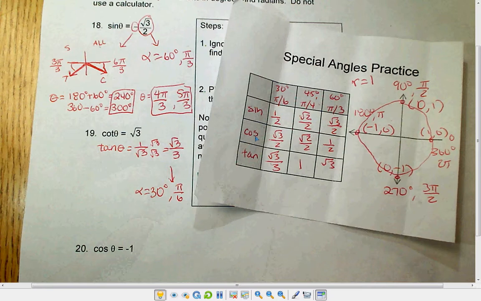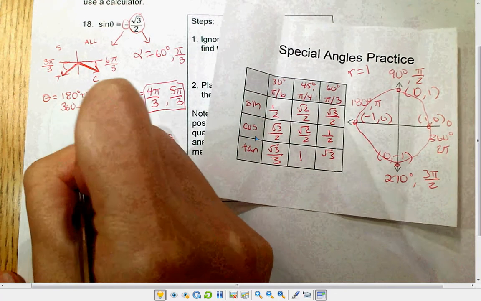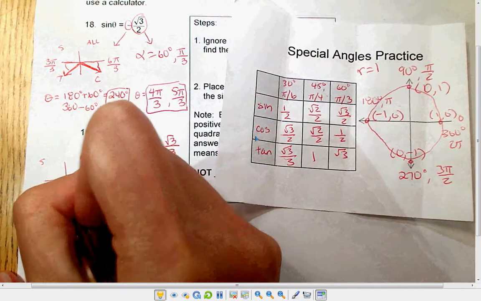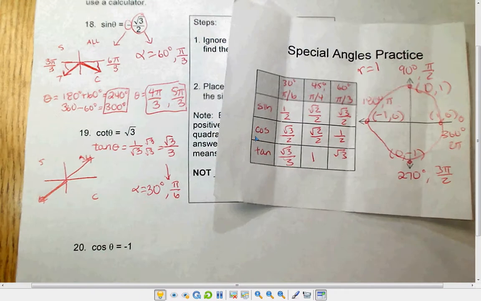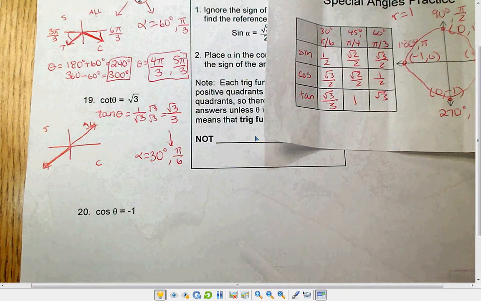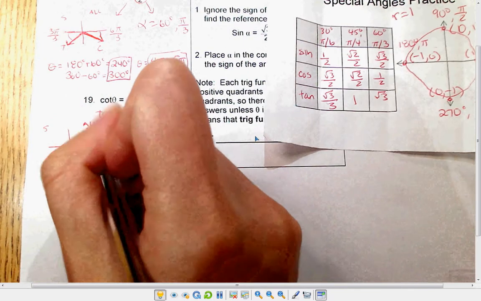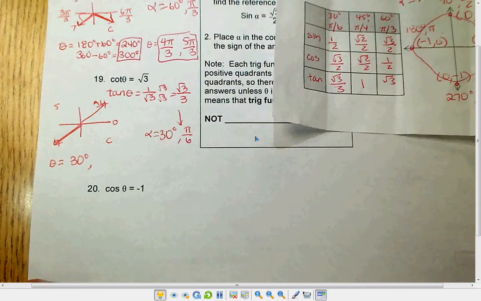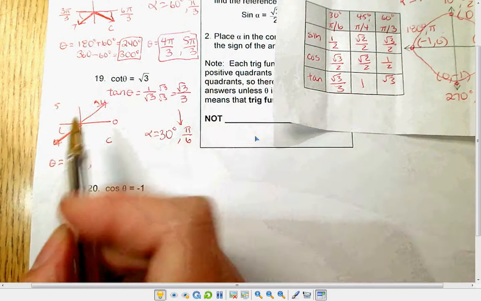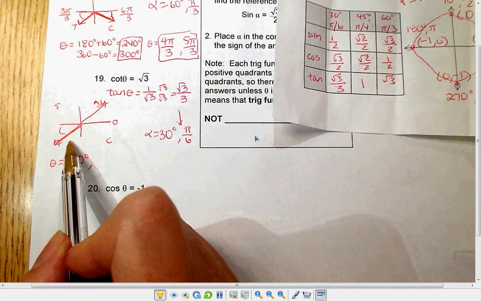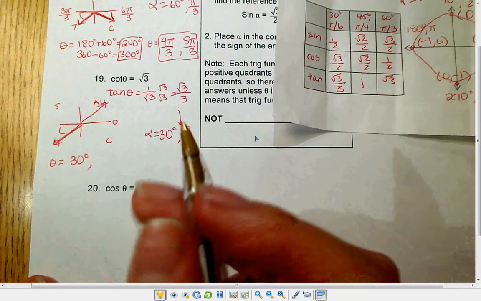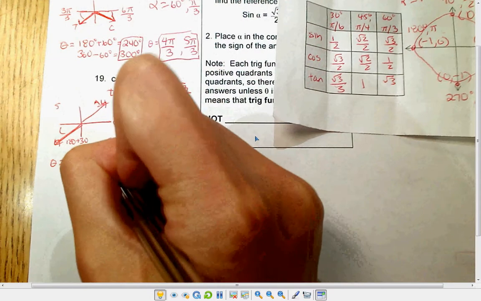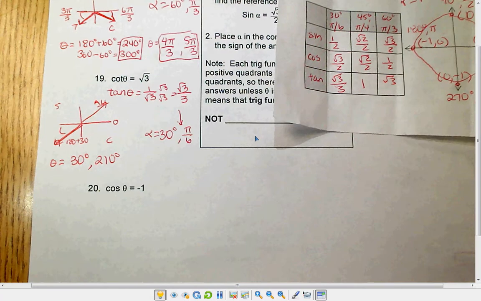We want tangent to be positive. So tangent is positive in the first quadrant and the third quadrant. So now putting these two together, in the first quadrant, this is starting at 0. So in degrees, 0 plus 30 is 30 degrees. In this quadrant, we have 180 and we're going in this direction, so we're adding 30. So we have 180 plus 30, which is 210. So those are our two degrees.